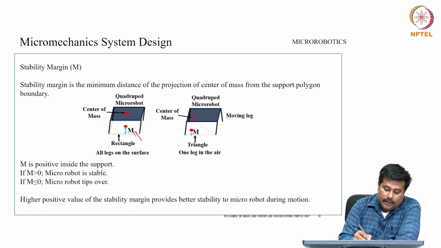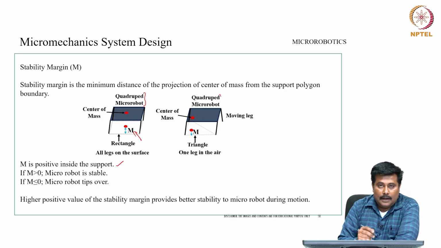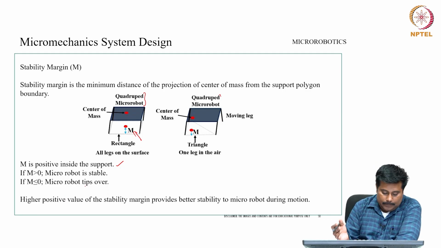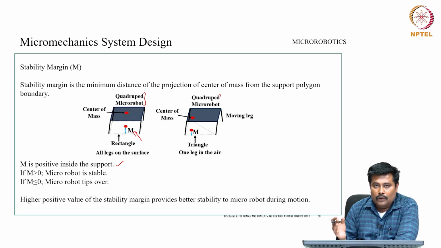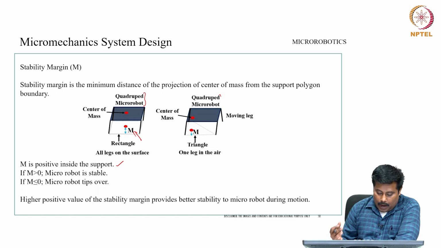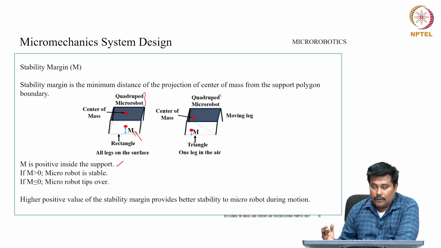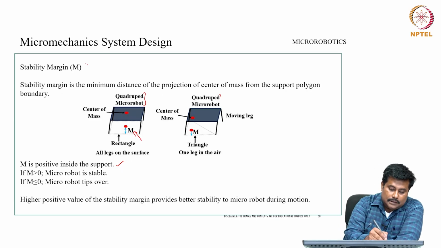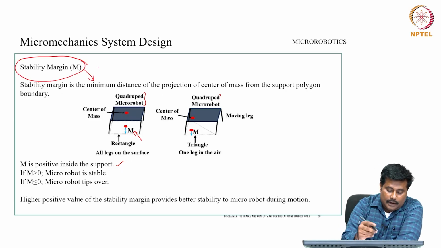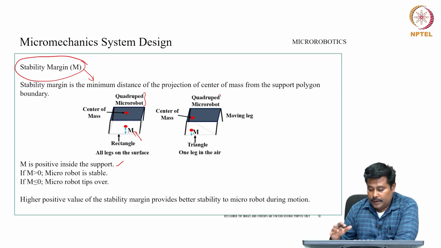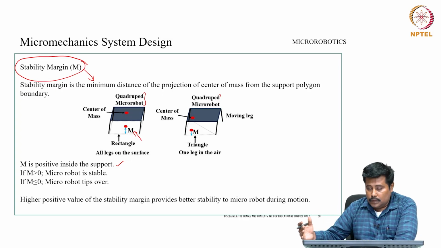In this case, we have a quadruped robot, and these conditions apply to a quadruped micro robot. When M is positive, the center of mass is inside the support polygon. If M is greater than 0, the micro robot is stable. Whereas, when M is less than or equal to 0, the micro robot tips over. So, a higher positive value of the stability margin provides better stability to the micro robot during motion. This stability margin plays a vital role in studying the stability of the micro robot during motion.